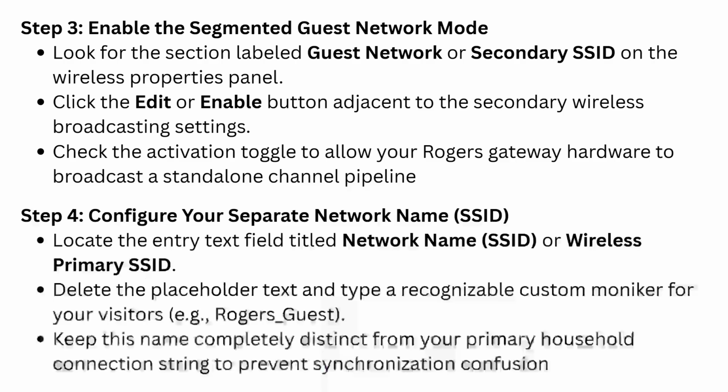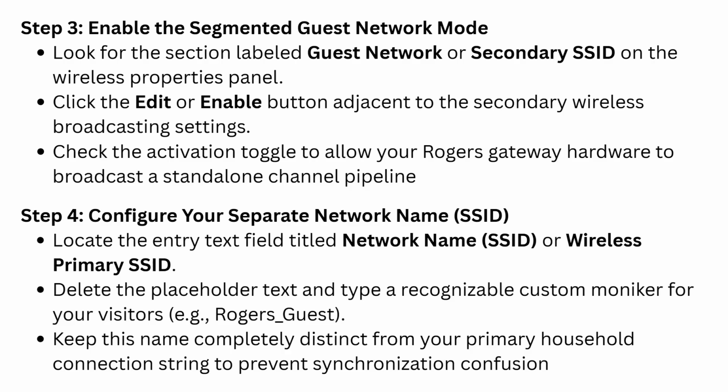Step 3. Enable the segmented guest network mode. Look for the section labeled as guest network or secondary SSID on the wireless properties panel. Click the edit or enable button adjacent to the secondary wireless broadcasting settings. Set the activation toggle to allow your Rogers gateway hardware to broadcast the standalone channel pipeline.